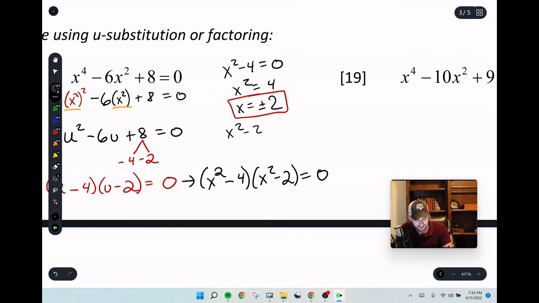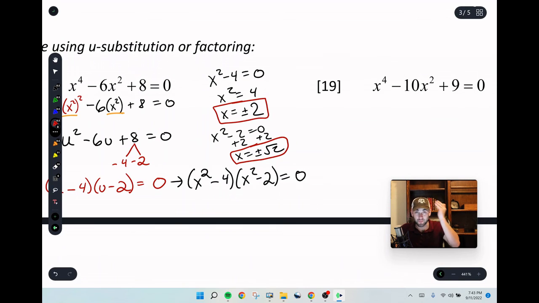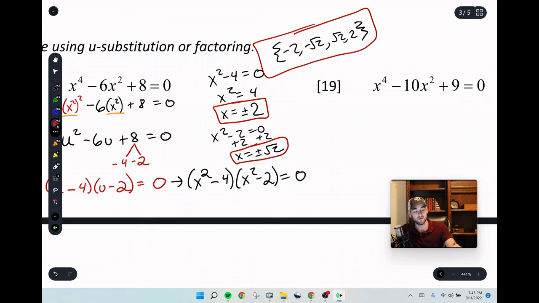x squared minus 2 equals 0. Not a perfect square, but that's okay. We can still solve it and end up with x equals plus or minus the square root of 2, which we don't need to make a decimal. Leave it as the square root of 2. That is a nice, easy number. And it's important to remember that's actually not 2 numbers, right? That is a set of 4 solutions. So we're looking at negative 2, negative square root of 2, square root of 2, and 2 as our solutions. If you want to write them in a set, that's how a set of solutions looks.